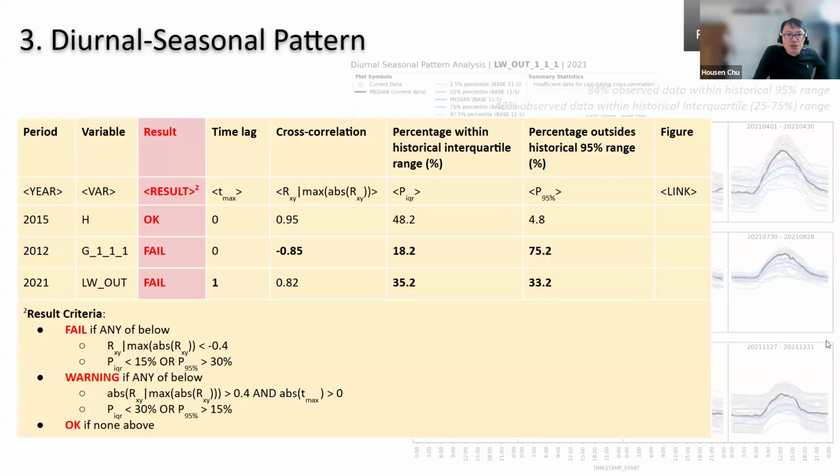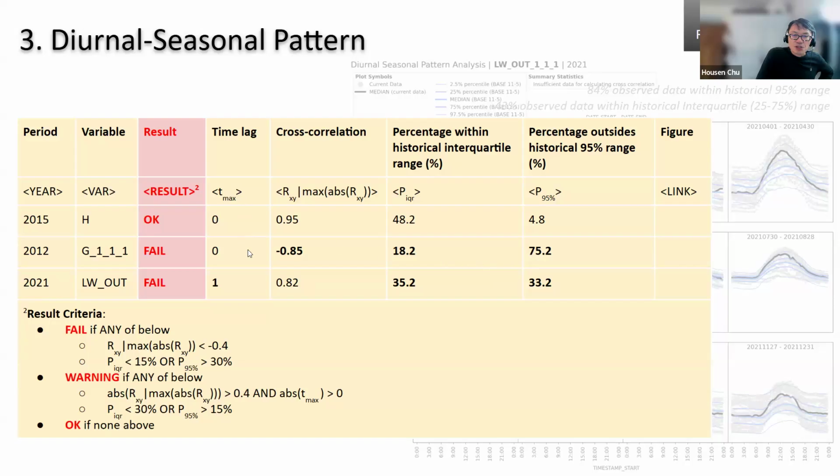And this is what the table looks like, again, which year, which variable, what is the overall result. Mostly we rely on the percentage of the data set in the interquartile range, but also outside of the 95% range. We have a threshold for the level at which they will trigger a warning.